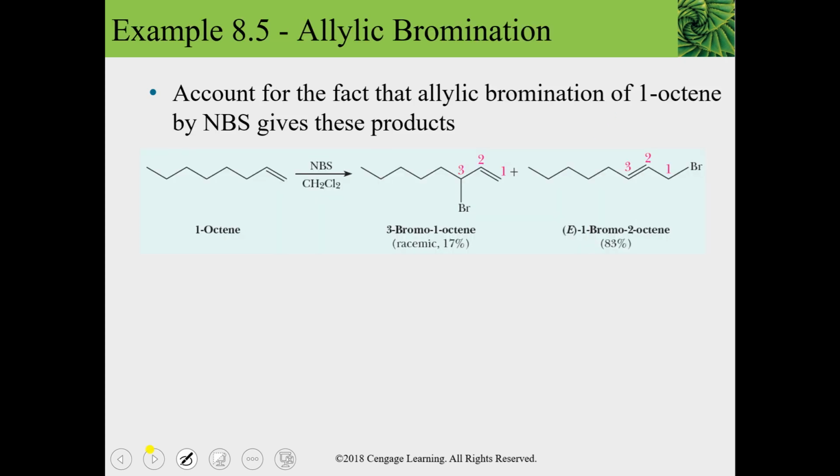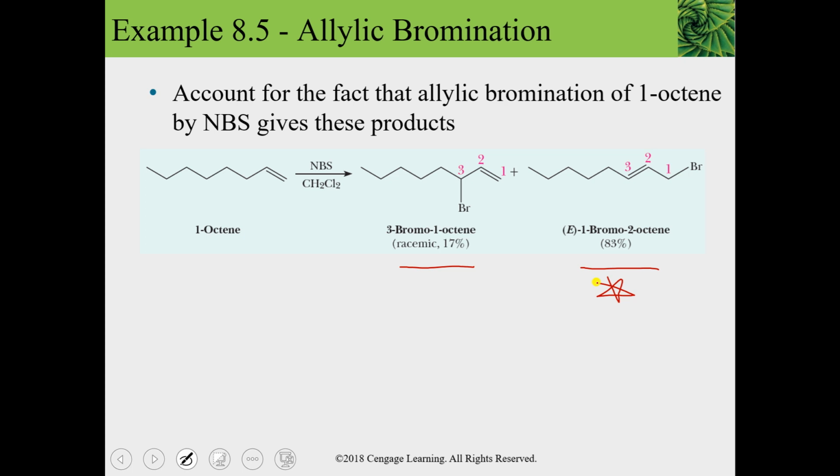Okay, so here's an example. How can we account for the fact that we're going to get a racemic mixture here? And by the way, which one is going to be the majority product? So when we look at 1-octene and we react it with NBS in inert solution, non-radical conditions, most people would think, well, I guess that bromination on the secondary carbon would be more stable than the bromination on the primary carbon. All right. So you would think this would be the larger product amount than this. The answer is that because of the fact that it's NBS, this is going to be your primary product, your major product.